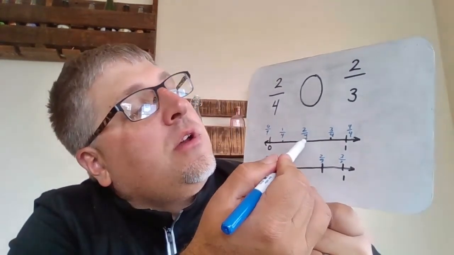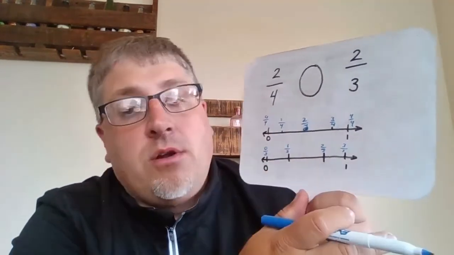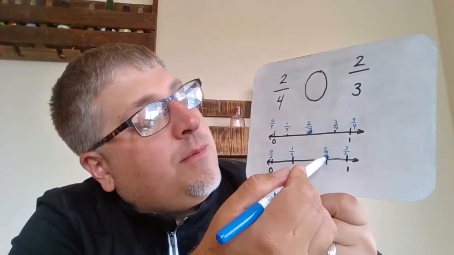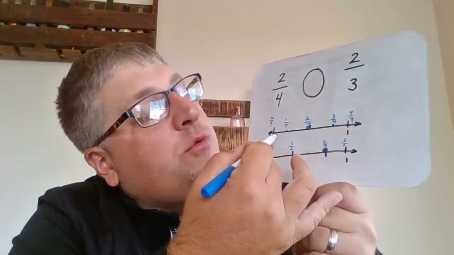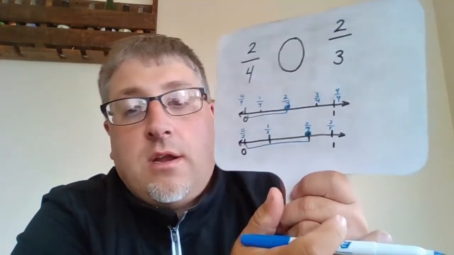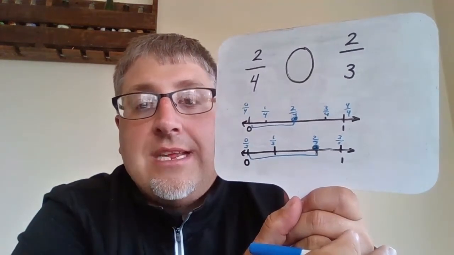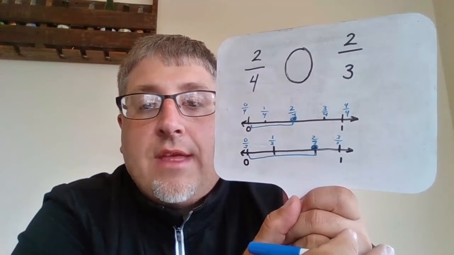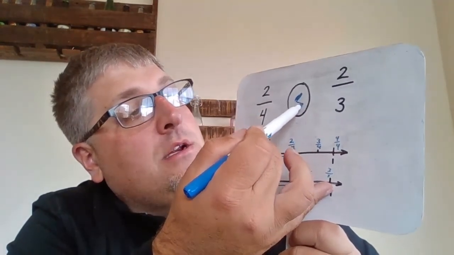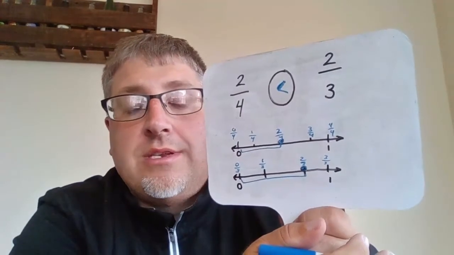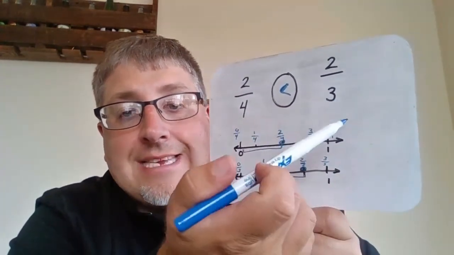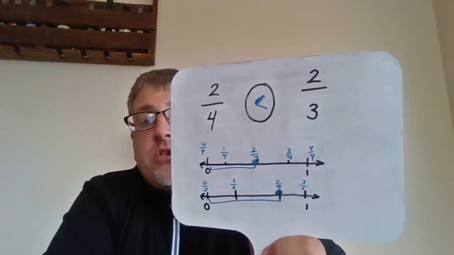So 2/4 we know is right here on our number line, and 2/3 is down there. So 2/4 would represent from 0 all the way to here, and 2/3 would represent from 0 all the way to here. And then just looking at our number line, you can see that 2/3 is greater than 2/4. But we're going to write 2/4 first, and put the point to it as less than 2/3. The point is going to point towards the smaller fraction, and the mouth is going to eat up the bigger fraction. So 2/4 is less than 2/3. That was example number 2.